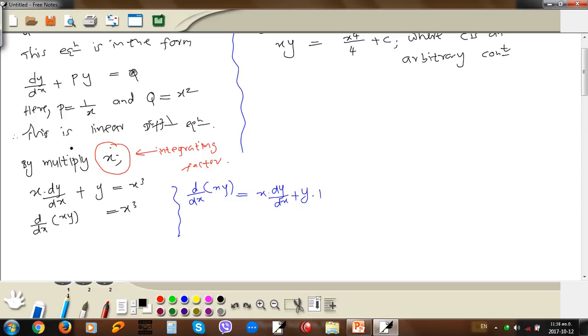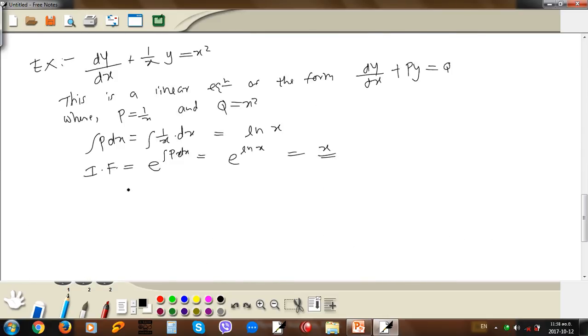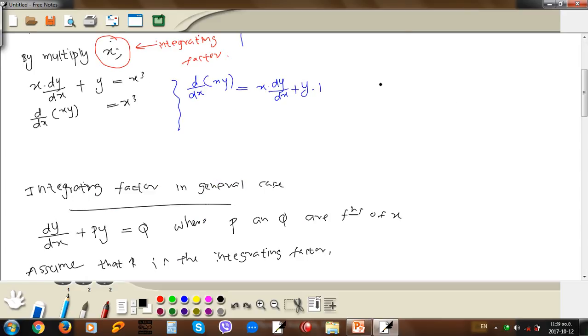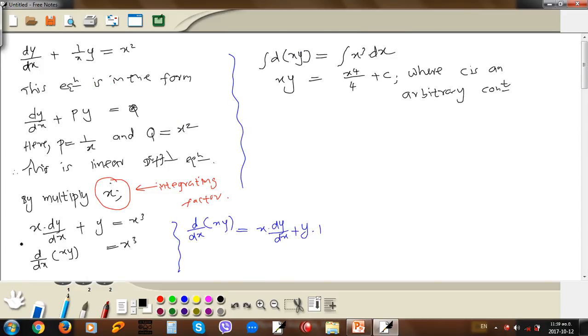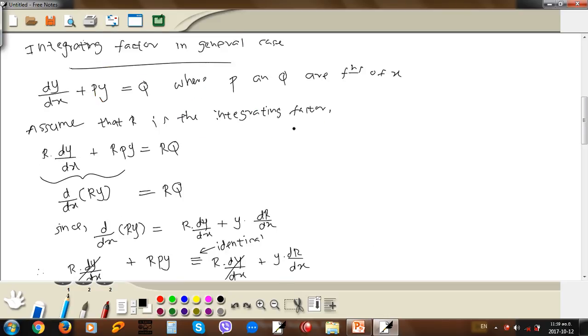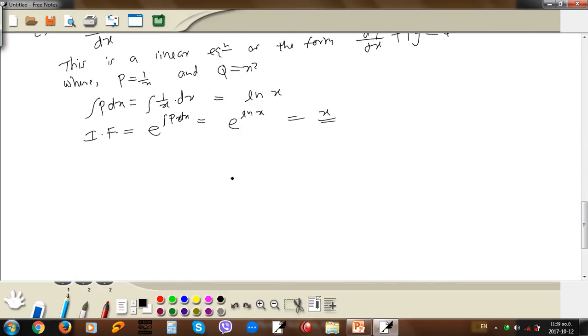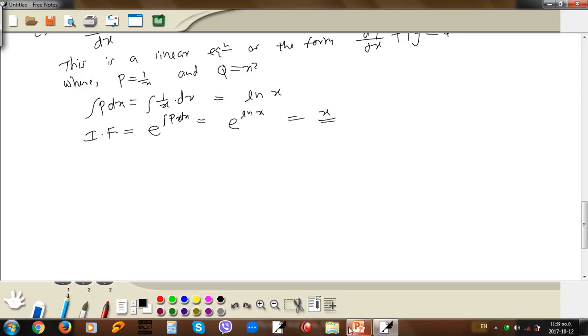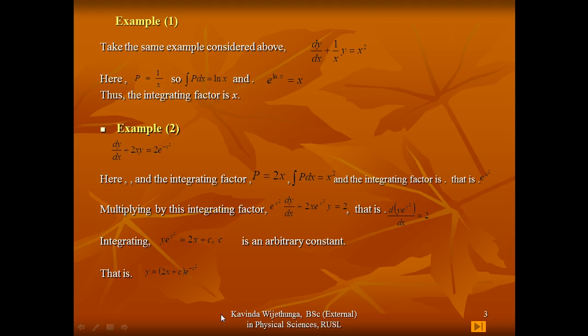So before multiplying, you have to find the integrating factor by using that method, right? After finding the integrating factor, you can follow the similar steps to find the answer. I am not going to explain that part again because this is the same question. So this is the way of finding the integrating factor. Earlier I didn't tell you how to find the integrating factor. Now you can find that. Okay, so the integrating factor is x.